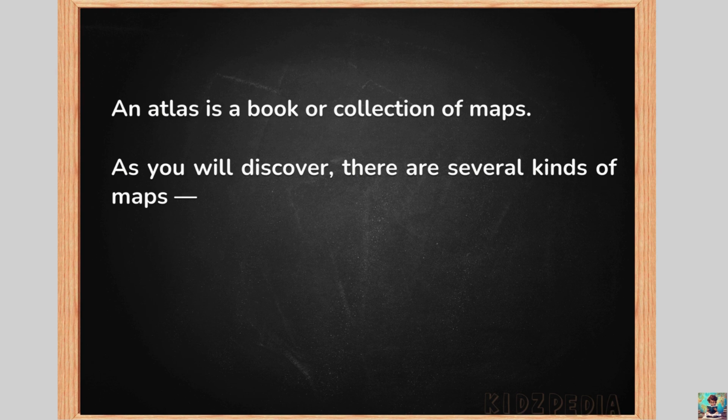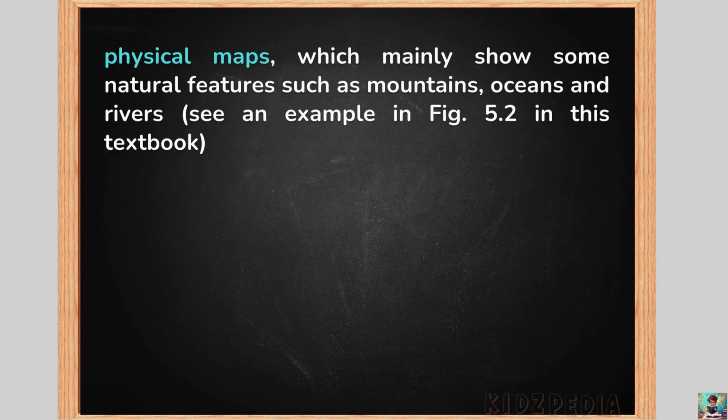So, there are several kinds of maps. Each one shows different types of information about the Earth. Some show land and water, some show countries and cities, and others show things like weather or population. Physical maps, which mainly show some natural features such as mountains, oceans, and rivers. See an example in figure 5.2 in this textbook.